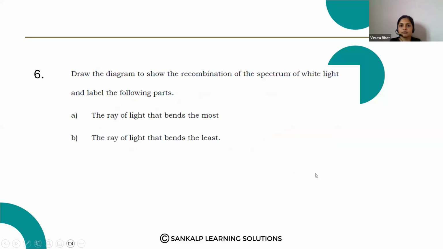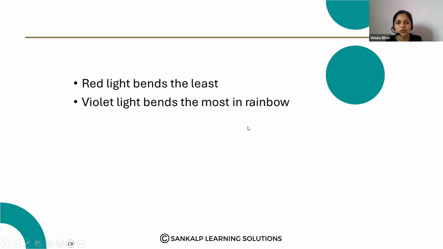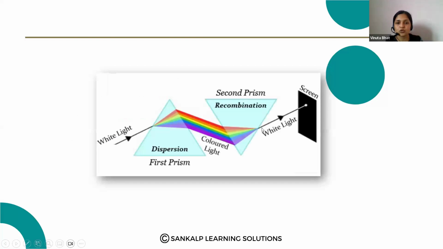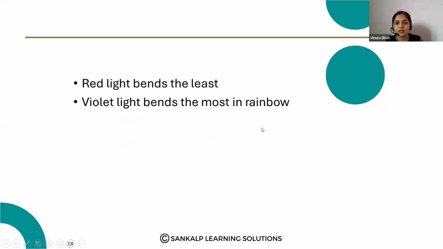Yes, please note down the question. Okay, I will move to the next question. Here one more question is asked: the ray of light that bends the most. Sorry, red light bends the least and violet light bends the most in the rainbow, or when it is scattered.